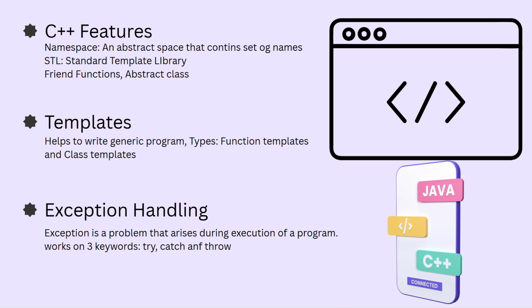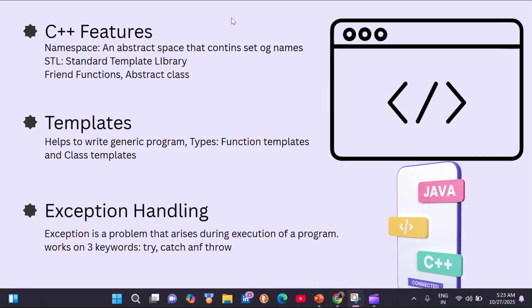C++ features contain namespaces and the standard template library, friend function, abstract class, templates, types of templates: function templates and class templates, and exception handling. An exception is a problem that arises during execution of a program. It works with three keywords: try, catch and throw.